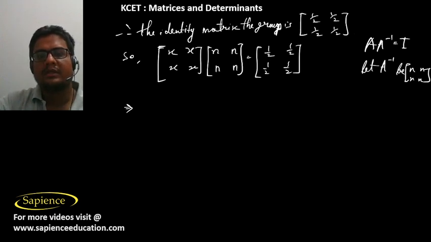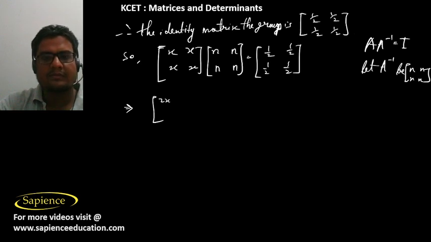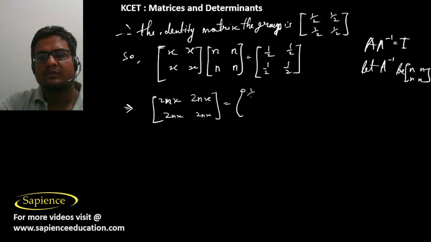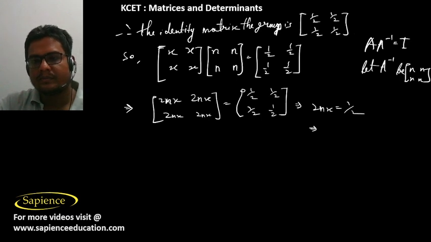So it means nx plus nx, so 2nx. Here also 2nx, 2nx and 2nx. That is equal to half. So therefore 2nx is equal to half, and therefore nx should be equal to 1 by 4.